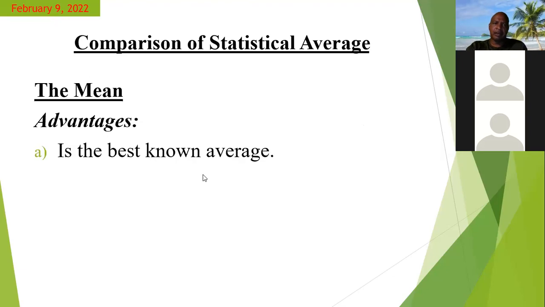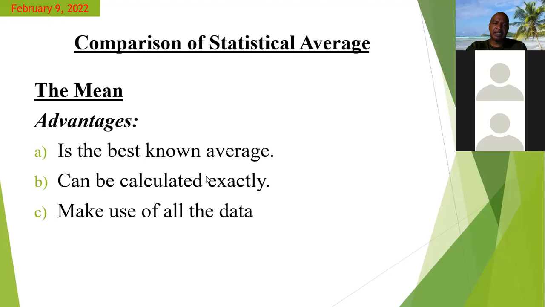The first advantage is that it is the best known average. The mean is the best known average. And you remember how to calculate the mean. You sum up all the values and you divide by the number of values. So it is the best known average. It can be calculated exactly, right? Now with the median and the mode, you don't really have an exact calculation for those.